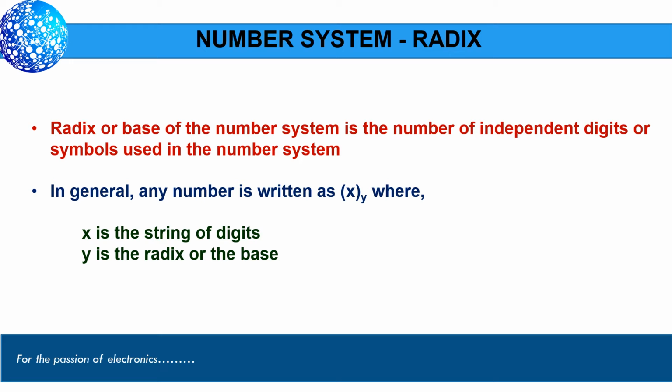Any number is generally represented in the format x subscript y, where x is the string of the digits and y is the radix or the base. But when we describe the decimal system, we generally avoid this radix because it is implied that this is the decimal system, because it is the most commonly used system.